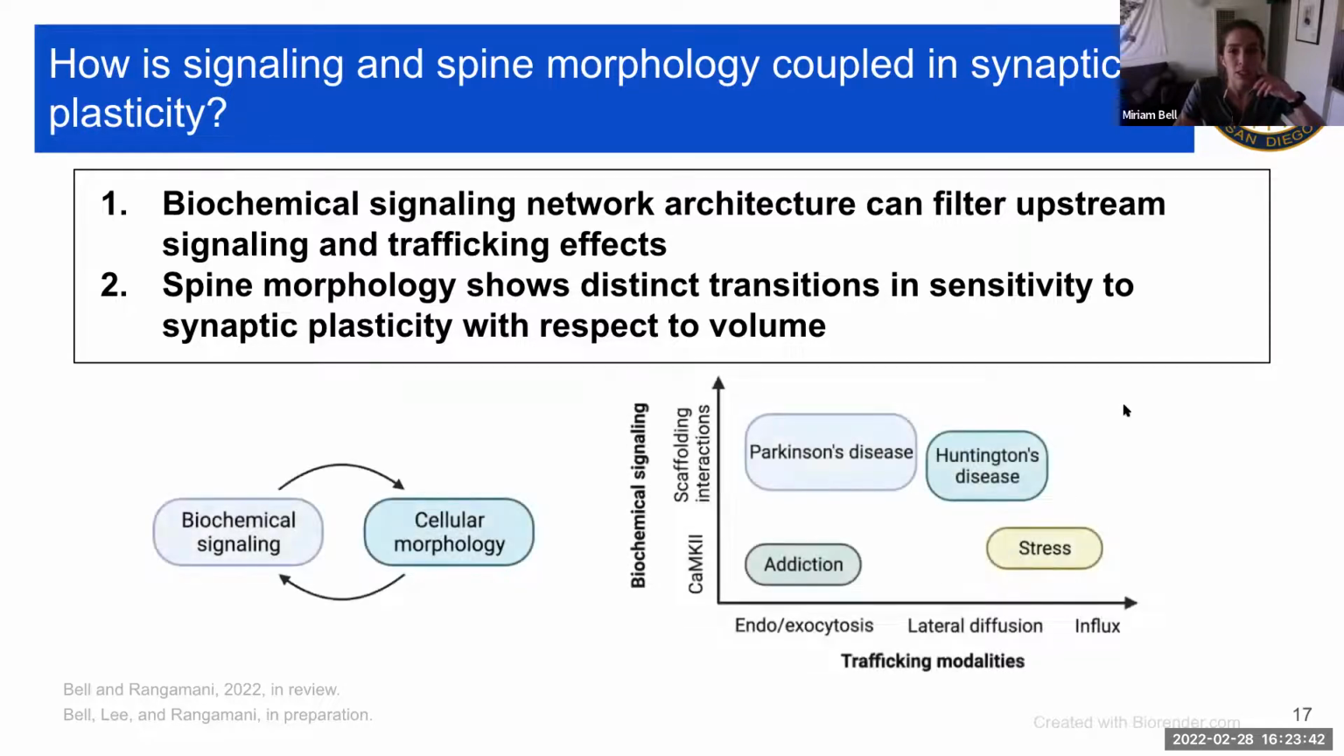For instance, here we're focusing on how morphology influences signaling, but we need to complete this feedback loop and consider how signaling can influence morphology, specifically during synaptic plasticity, where you do see these changes in morphology over quite short timescales. Additionally, we want to more closely consider how these different biochemical and trafficking modalities could represent disease states to better understand their implications.